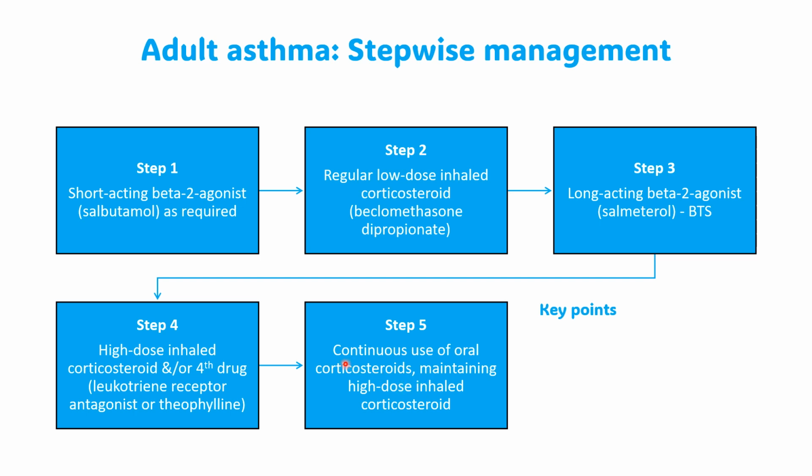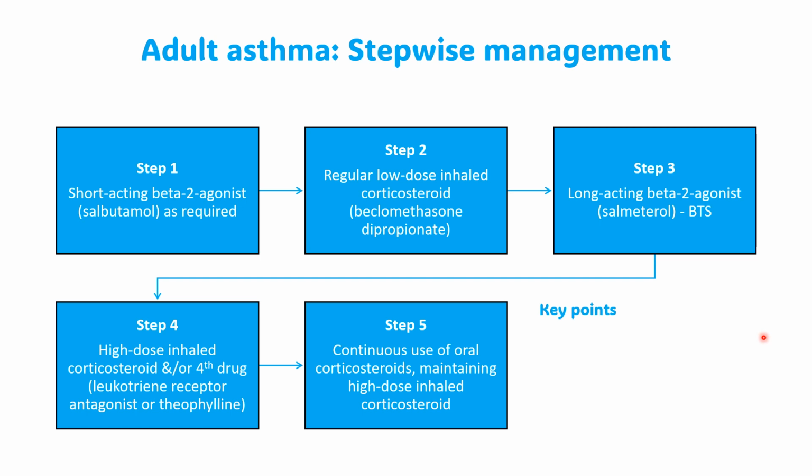Step 5, you might consider continuous use of oral corticosteroids, trying to maintain a high dose of inhaled corticosteroid. You might also consider swapping the leukotriene receptor antagonist, the montelukast, or LABA, salmeterol, for something called a MART. A MART means maintenance and reliever therapy, and this is a combination inhaler. It contains a fast-acting LABA, which is called formoterol, and initially it's also going to contain a low-dose inhaled corticosteroid. And in combination inhalers, you can increase the dose of inhaled corticosteroid too.